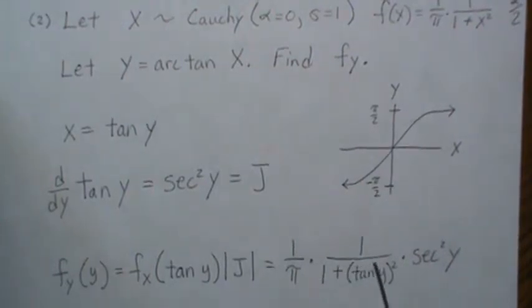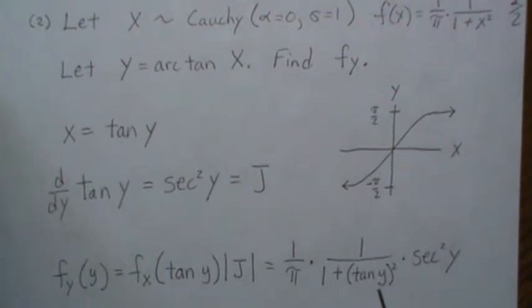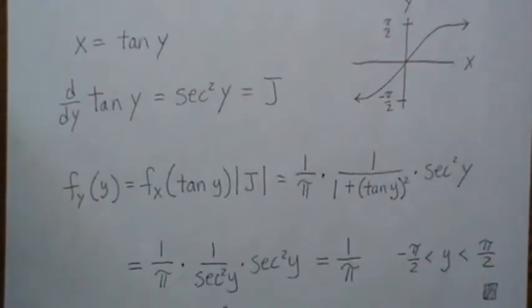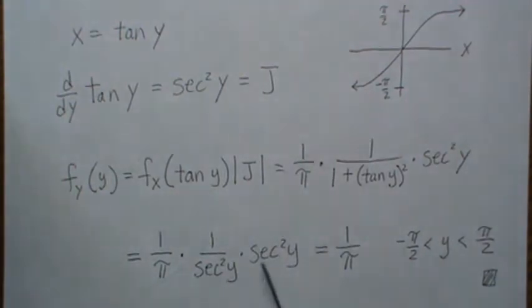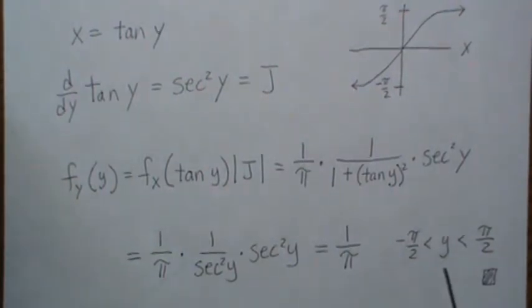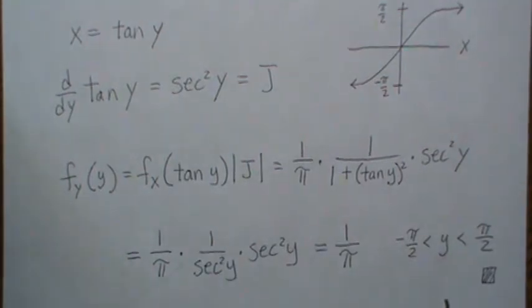Well, there's a famous trig identity, 1 plus tangent squared of Y is actually equal to secant squared of Y. So let's replace that, and then those cancel. And then we're left with just 1 over pi on this range from minus pi over 2 to pi over 2. Well, that's a uniform distribution. And so we went from a Cauchy to a uniform distribution with that transformation.